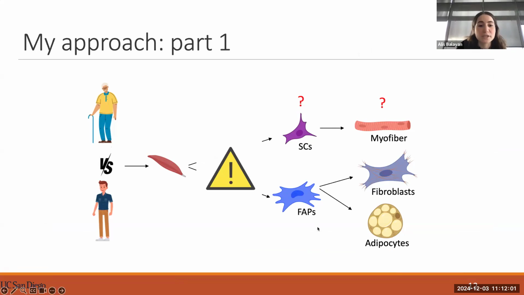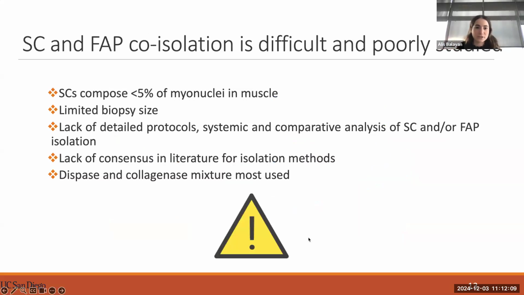So for me to be able to study these cells in culture, I had to pull them out of the native tissue. For that, I had to do some sort of dissociation. But when I looked into the literature, the satellite cell and FAP co-isolation was, to say the least, difficult and poorly studied. The satellite cells themselves compose less than 5% of the myonuclei in the muscle.